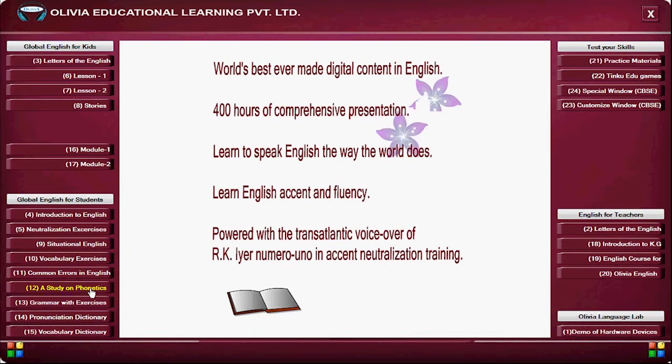And next one is a pronunciation dictionary, which we have given to tempt the students to go through the pronunciation. Let us see this one.